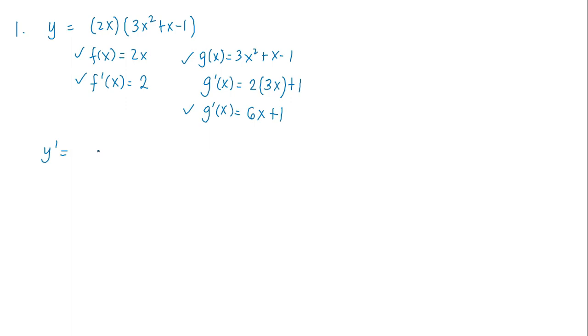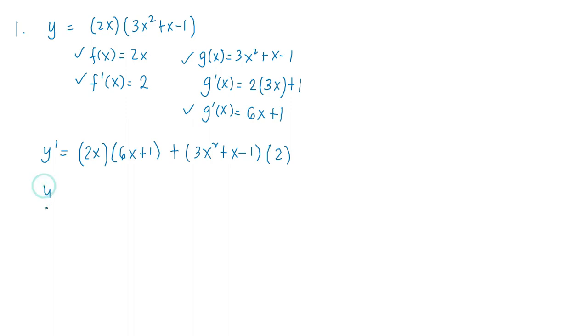So we have y prime is equal to f of x, which is 2x, times g prime of x, which is 6x plus 1, plus g of x, which is 3x squared plus x minus 1, times f prime of x, which is 2. Of course, hindi natin pwedeng iwanan ang sagot natin na ganyan lang, although tapos na tayo mag-differentiate. We still have to simplify.